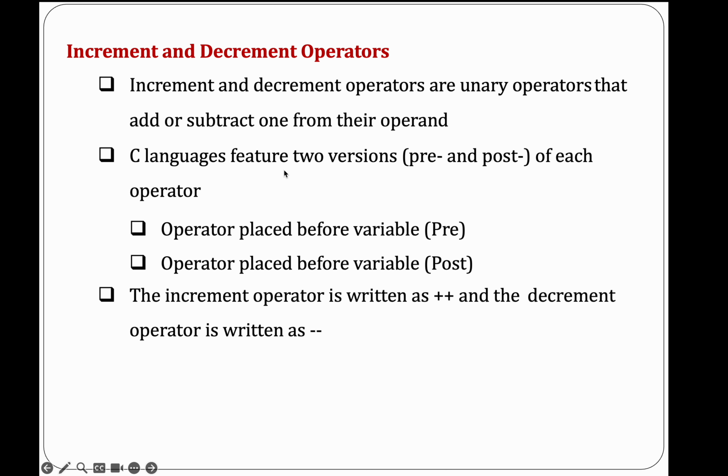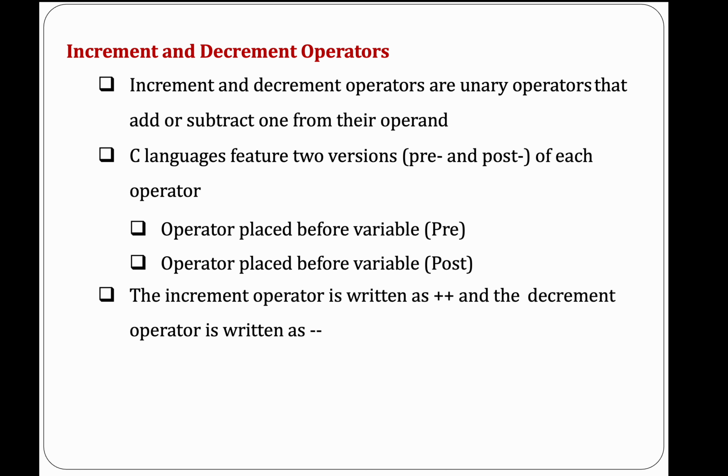The C language has two versions of increment and decrement operators. One is the pre-increment operator, another one is the post-increment operator. Anyhow, they are going to increase the value by 1, but when it gets increased, when are you going to print? That difference we are going to see. So increment and decrement are a part of unary operators, and unary operators are also a part of arithmetic. In one line, we can say increment and decrement operators are arithmetic unary operators.